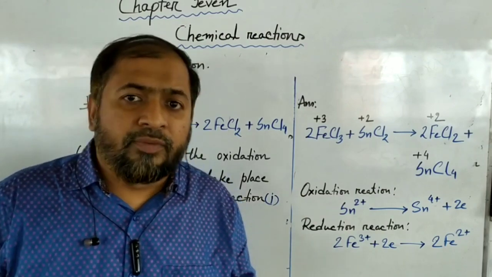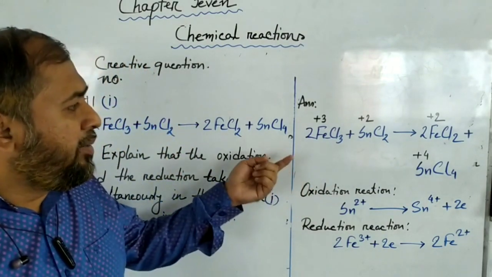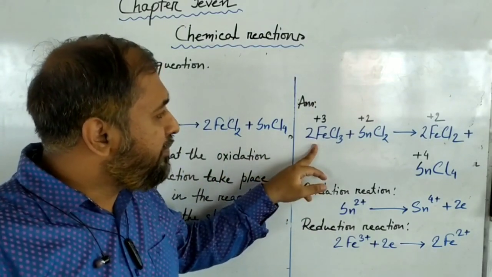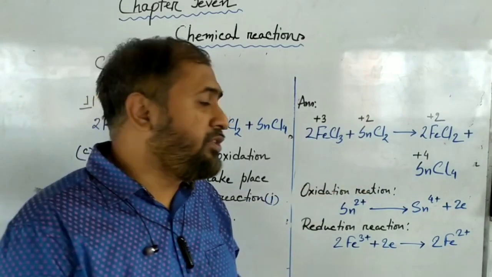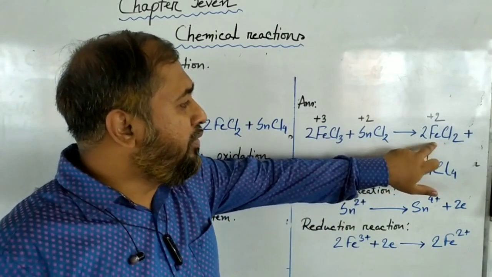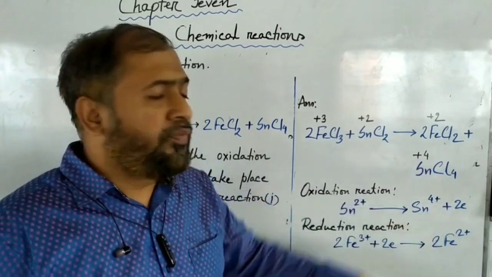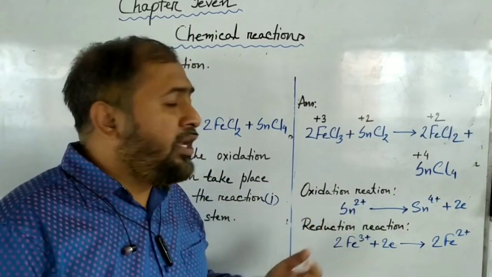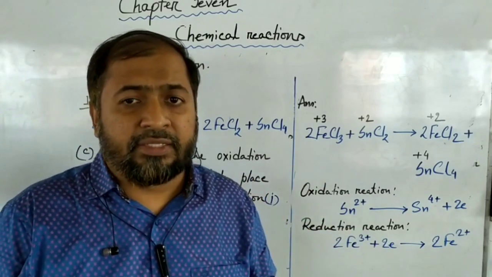If we observe this reaction, we can see before the reaction the oxidation number of iron was +3 and the oxidation number of stannous was +2. After the reaction, the oxidation number becomes +2 for iron and the oxidation number of tin becomes +4. From this reaction, we can observe that the oxidation numbers of the chemical substances change.